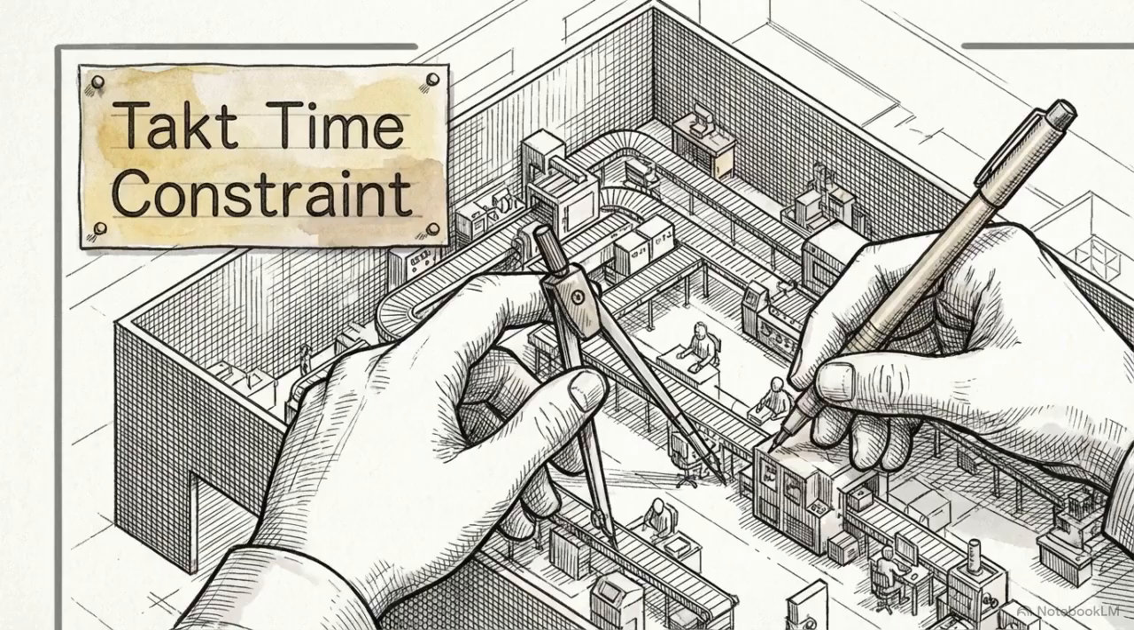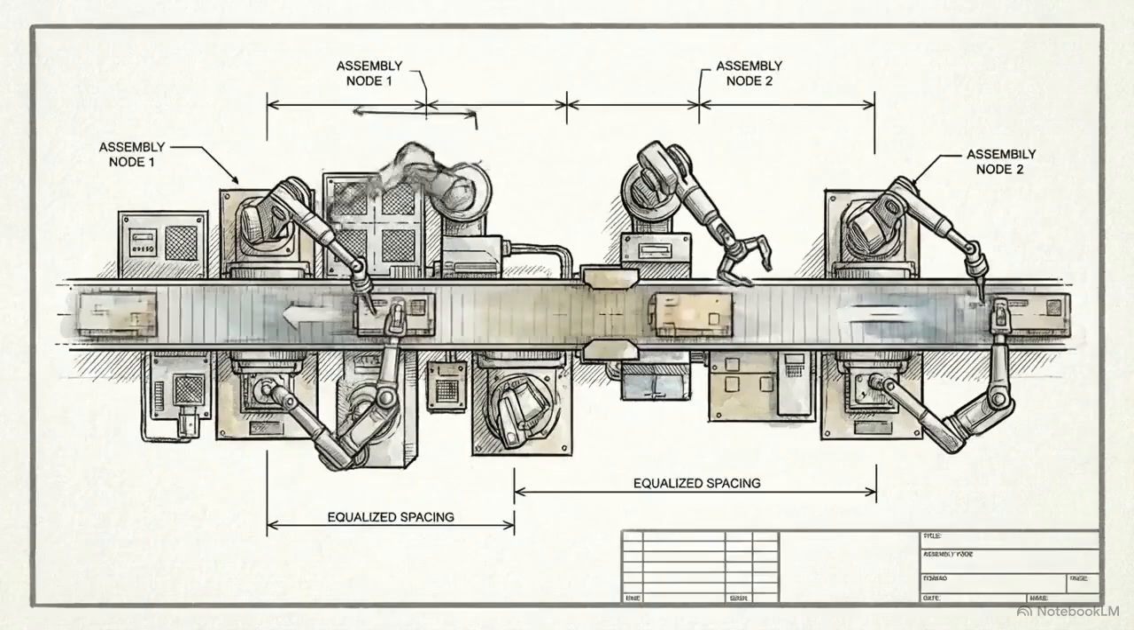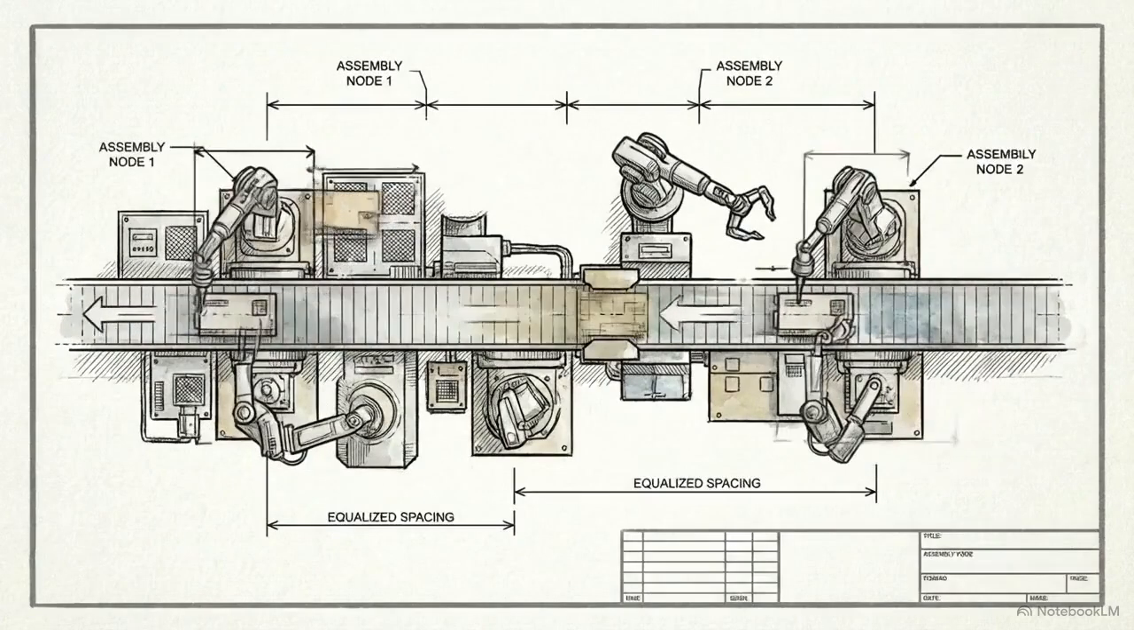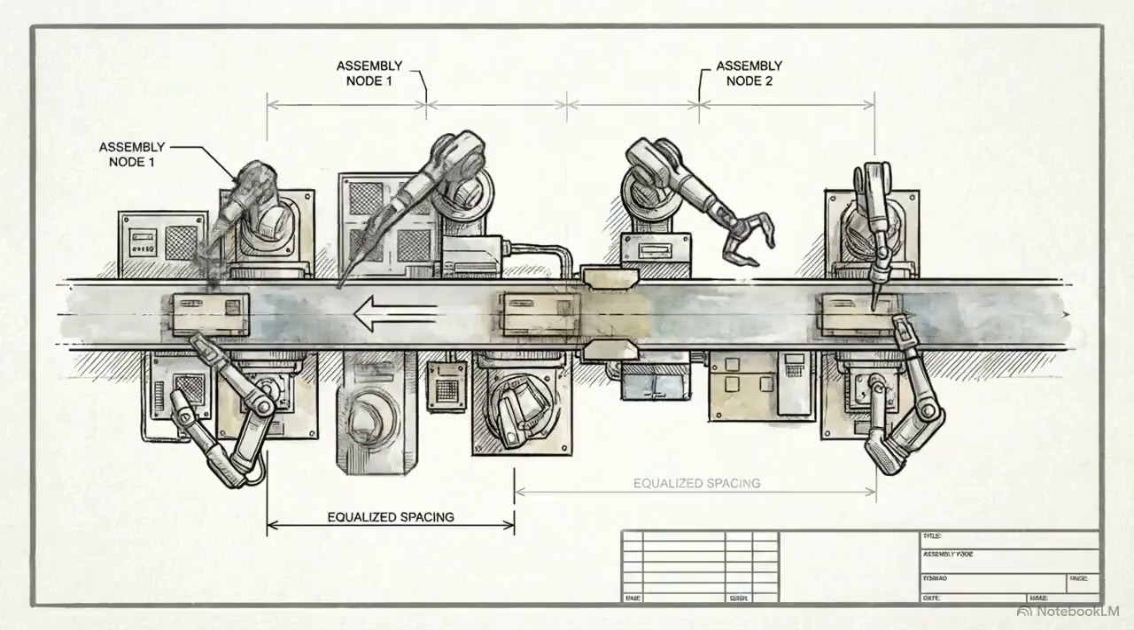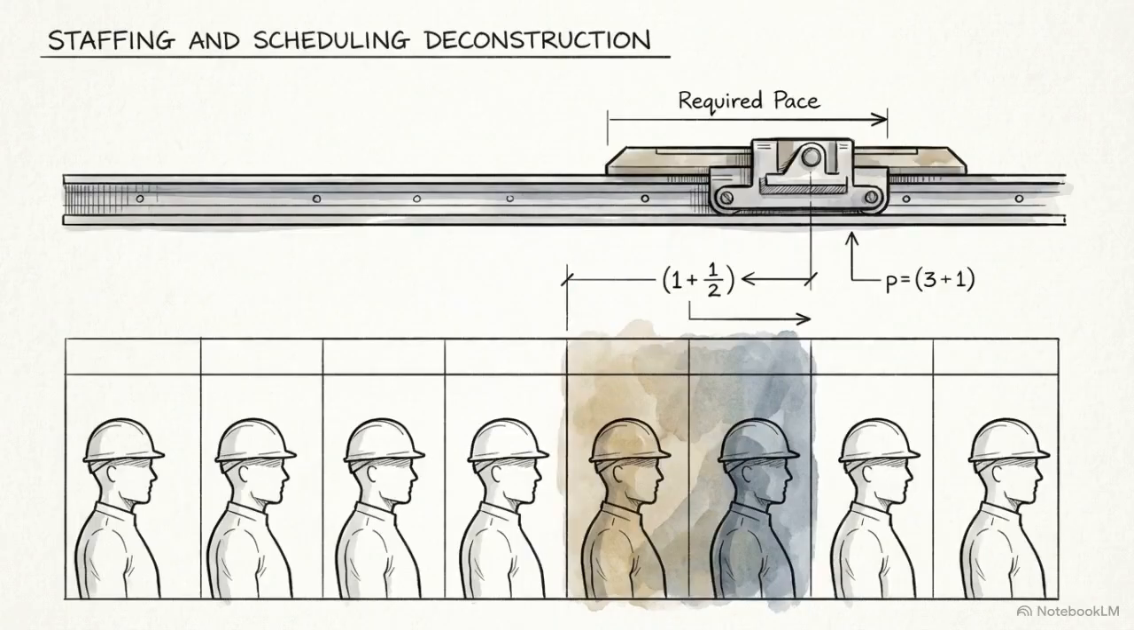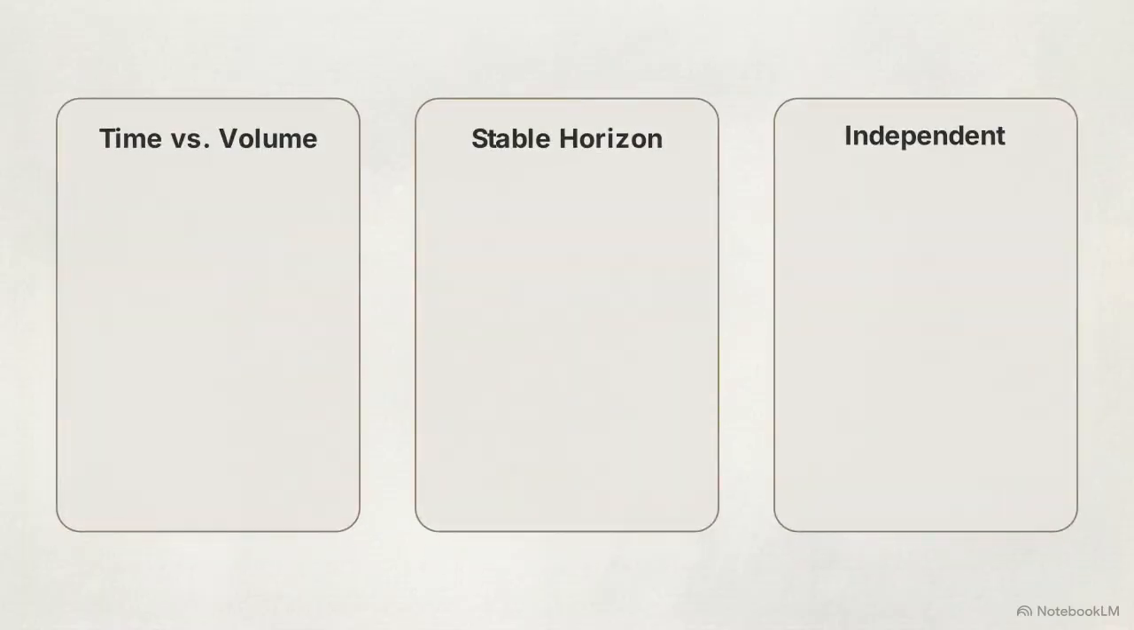The resulting takt time serves as the mandatory input for downstream facility design. It dictates line balancing and the physical layout of workstations, ensuring each step of the process is engineered to meet the required pace. It also determines precise staffing levels, allowing managers to calculate the minimum number of operators required for a specific shift. As an operational constraint, takt time has strict characteristics.